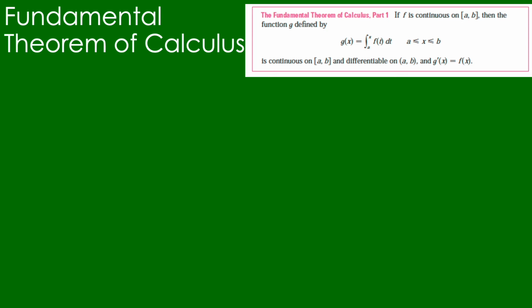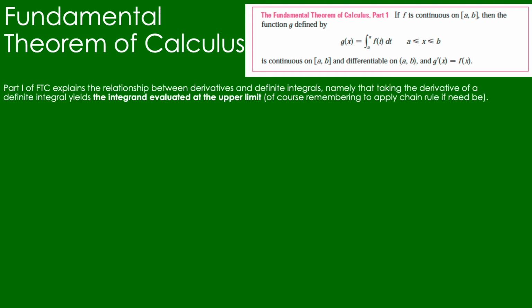Let's now transition into the fundamental theorem of calculus. There are 2 major parts in FTC. Part 1, listed here in this theorem format, is basically highlighting the inverse relationship between derivatives and integrals. In particular, if we take the derivative of a definite integral with lower bound of any constant and upper bound of any arbitrary x value, the solution is just the integrand evaluated at the upper limit. And because you're taking the derivative, you have to remember the chain rule.